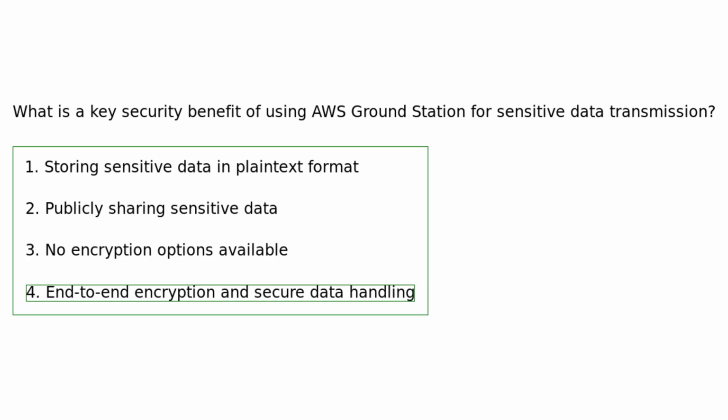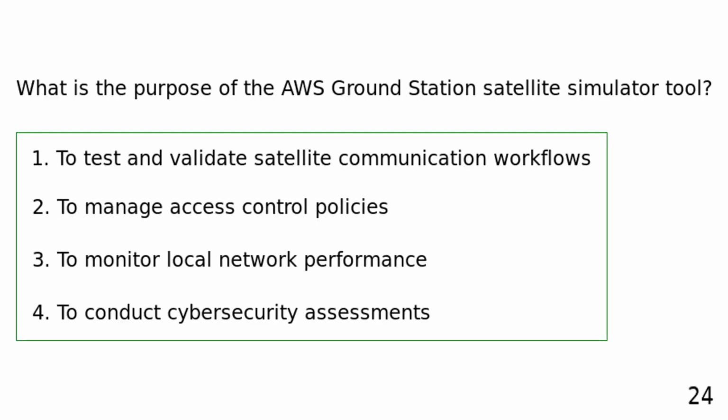AWS Ground Station provides end-to-end encryption and secure data handling for sensitive data transmission, ensuring the protection and confidentiality of transmitted information. What is the purpose of the AWS Ground Station Satellite Simulator tool?